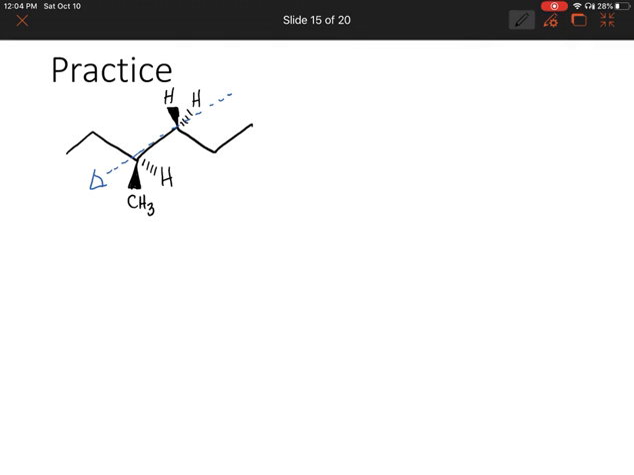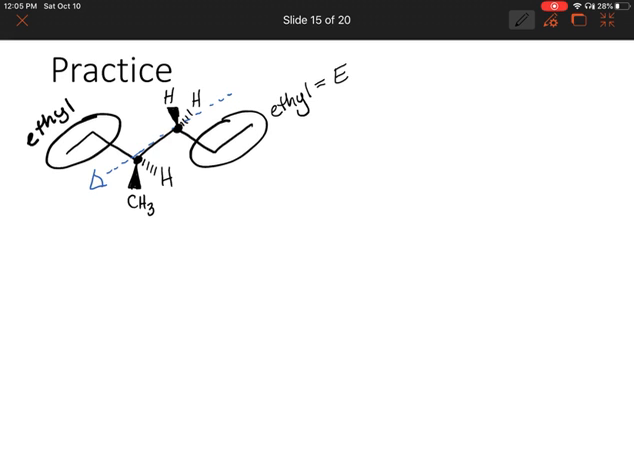Now remember, if we're just looking at these 2 carbons in the middle and we're going to draw a Newman projection, we also need to include these ethyl groups. So when you draw your Newman projection, you can abbreviate that as Et. And that way you don't have to draw the full ethyl group, which will make things a little bit easier.